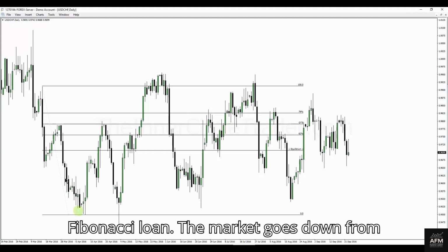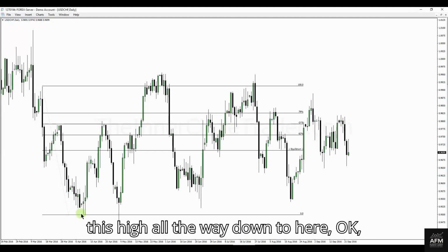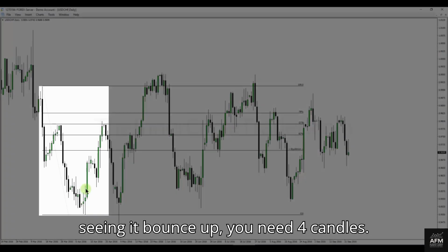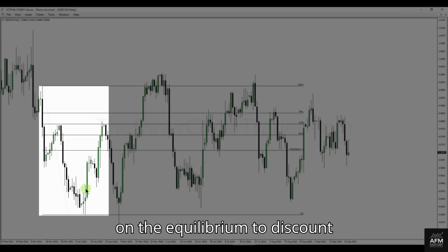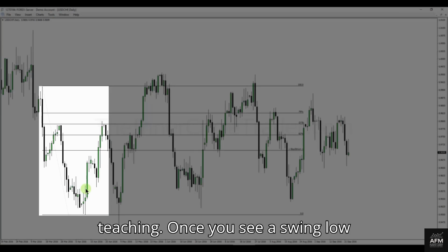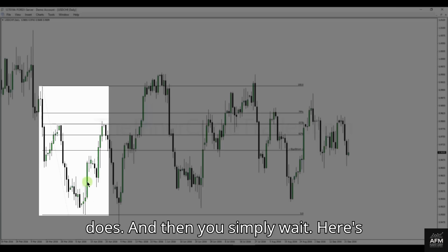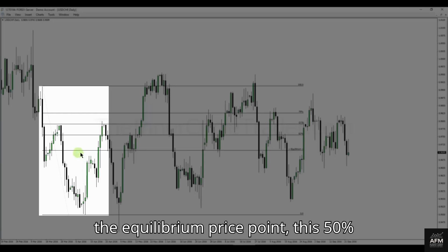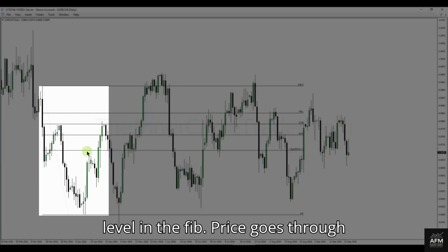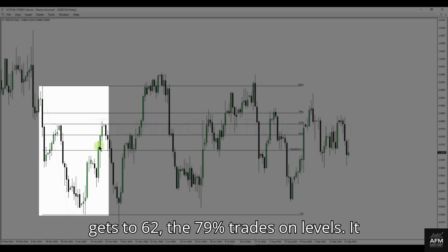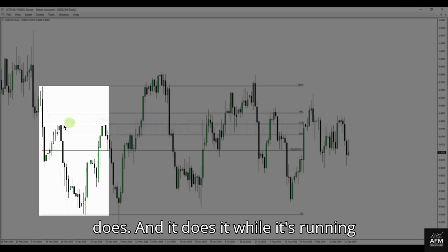The market goes down from this high all the way down to here, okay, and creates that low. As soon as we start seeing it bounce up, you need 4 candles. Remember, it's the same thing we just saw on the equilibrium to discount teaching. Once you see a swing low form, you're watching that 4th candle to show willingness to go higher. It does. But then you simply wait. Here's the equilibrium price point, this 50% level in the fib. Price goes through that, so now you're going to be watching it. You want to watch and see if price gets to 62 to 79% retracement levels. It does. And it does it while it's running out that high here.